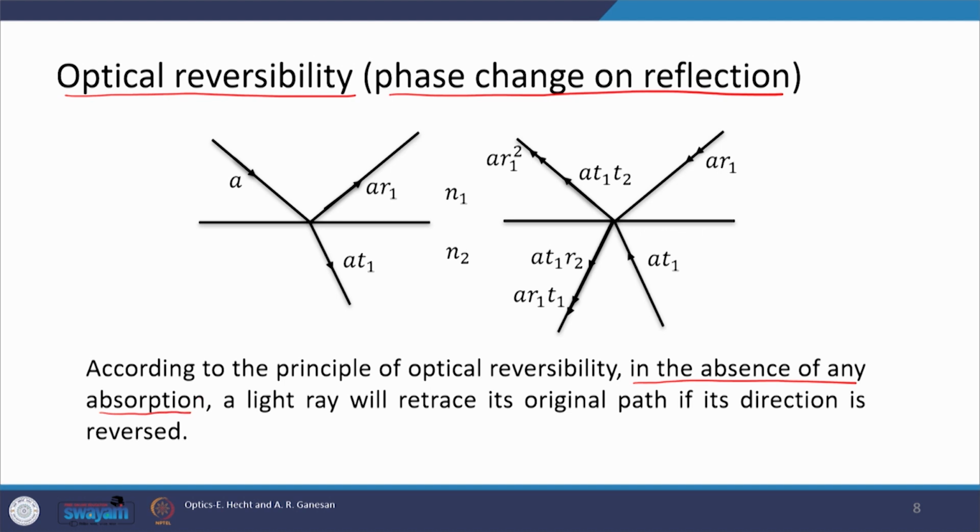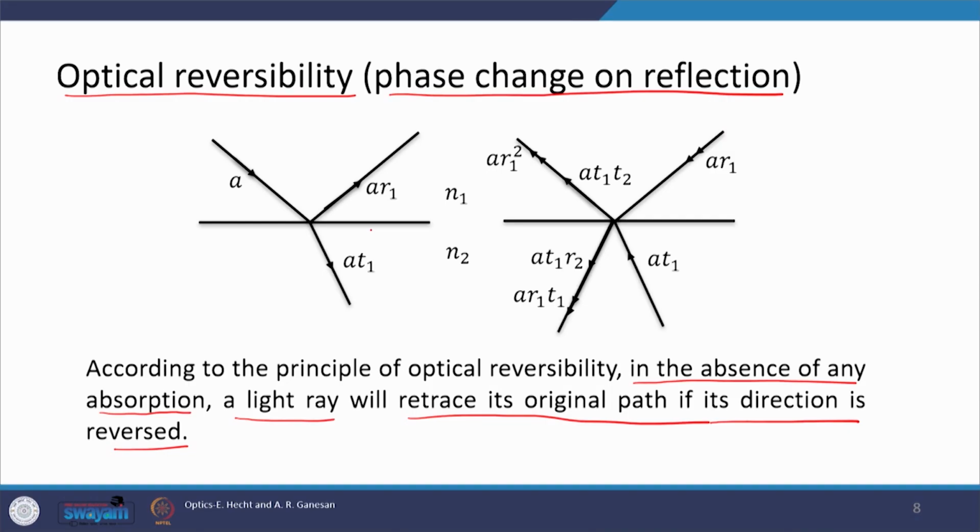In the absence of any absorption, a light ray will retrace its original path if its direction is reversed. Okay, it is a very simple principle. It says that if the light ray direction is reversed, then it will retrace its original path in the absence of losses or absorption.